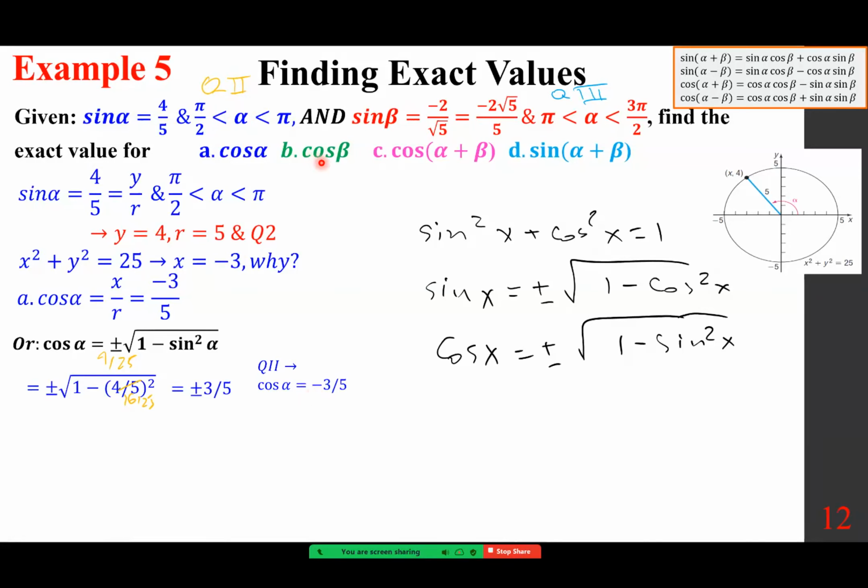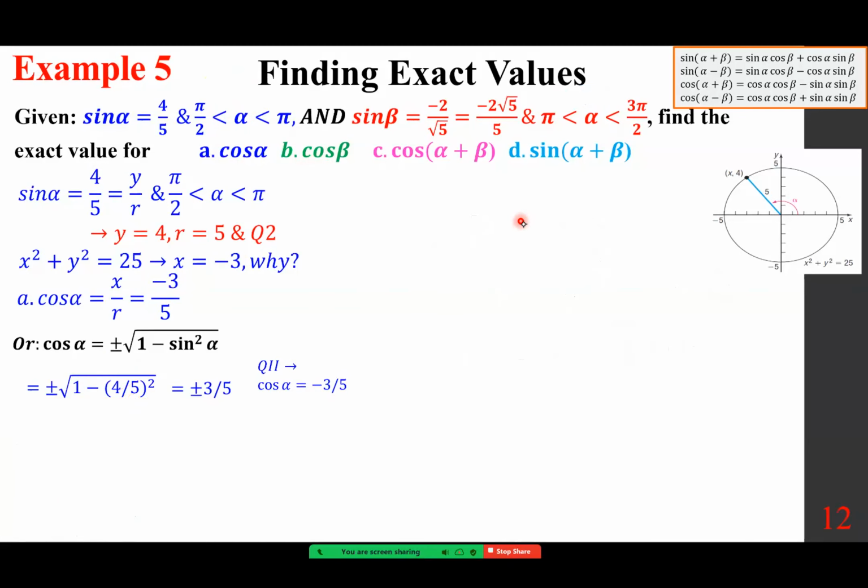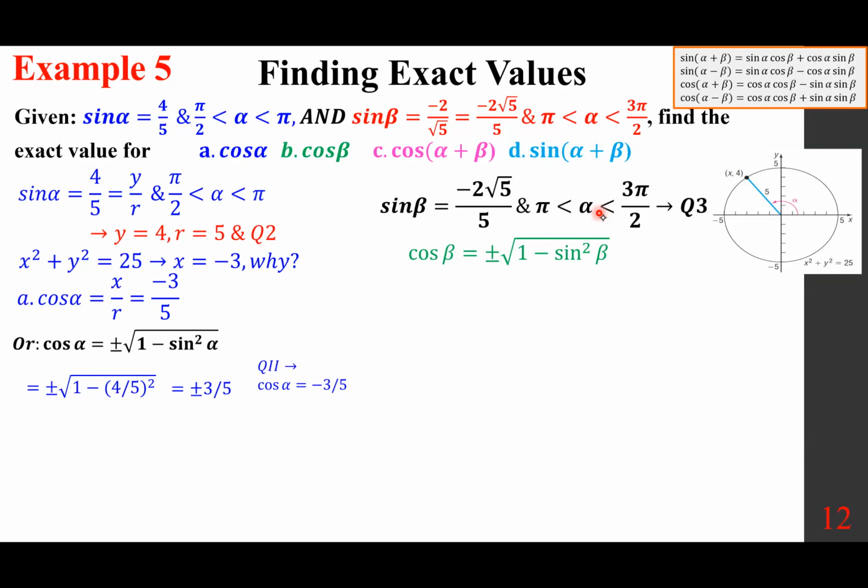We're done with cosine of alpha. We're going to move to cosine of beta. Let me clean up the mess. To go to cosine of beta, we're going to write the information that we have here. And sine is given. We are dealing with the third quadrant. So we're going to write the formula for cosine is plus minus the square root of 1 minus sine squared of beta, and we plug in.